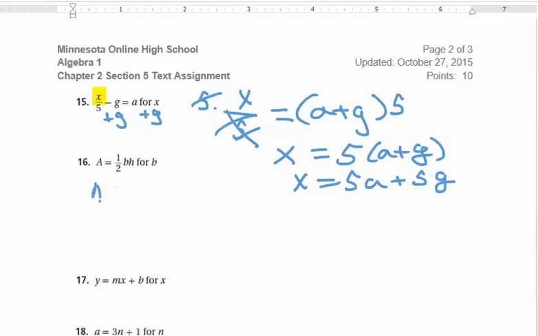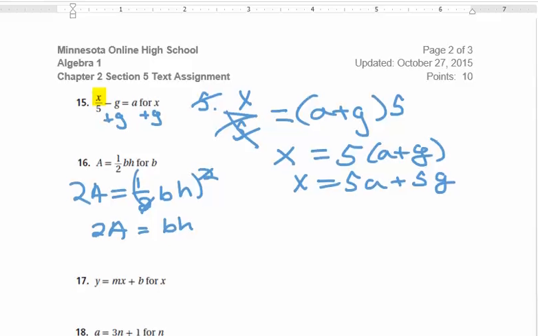So I start with a equals 1/2 bh. If I multiply both sides by 2, I'd have 2 times a equals just b times h, because the 2's would cancel. And then I would just have to divide by h to get b by itself. So that one's almost done.